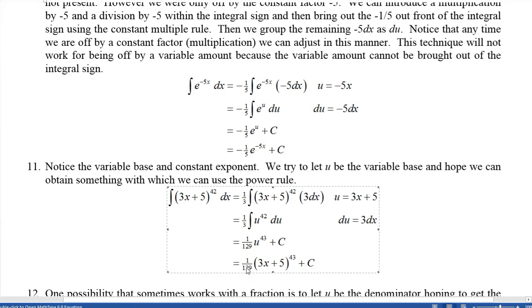How can you check it using your calculator? Let y1 be the answer and put any plus c you want, like 0, or any other number there for a constant, as long as it's an actual constant. Put this formula in. Let y2 be the numerical derivative of y1, and then let y3 be your original function here, 3x plus 5 to the 42nd, and the tables for y3 and y2 should match.